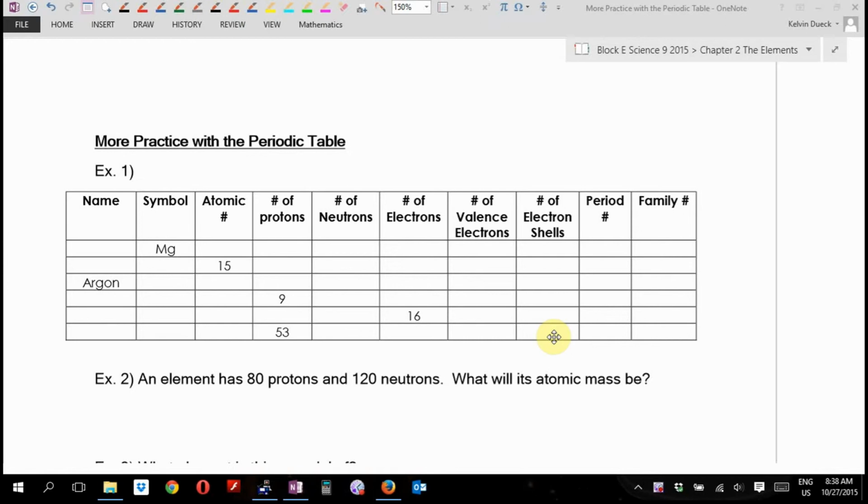So I figure I can give you any one of these pieces of information and you can figure out the rest. The first thing in the first row, I gave you the symbol, Mg. What is Mg? Is it magnesium or manganese? Because you've got to be really careful. I always mix up magnesium and Mn. Is it magnesium? Yeah. Okay.